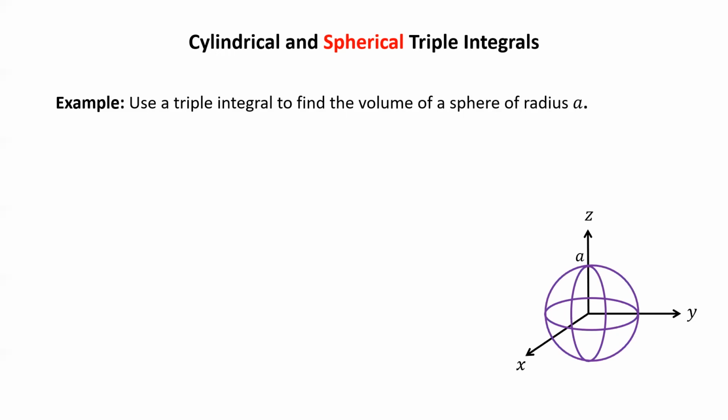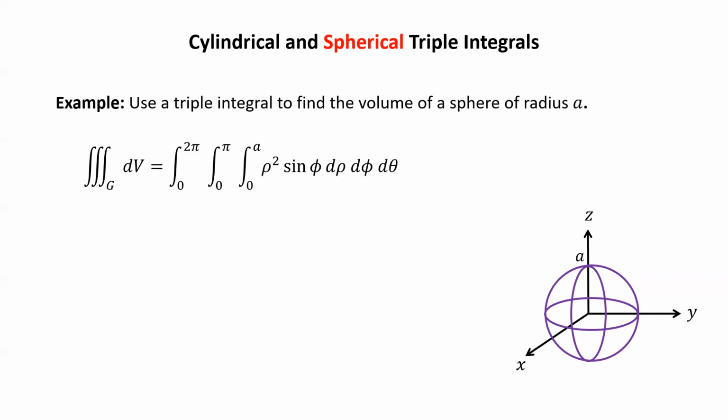Okay, so here's a picture of a sphere of radius a. I centered it at the origin for convenience. And we're looking for the triple integral over G of dV. Notice I don't put anything inside the triple integral, or equivalently, there's a 1 inside there because we're finding a volume. Now, when we change to the spherical triple integral, don't forget to throw in your factor of rho squared sine phi.